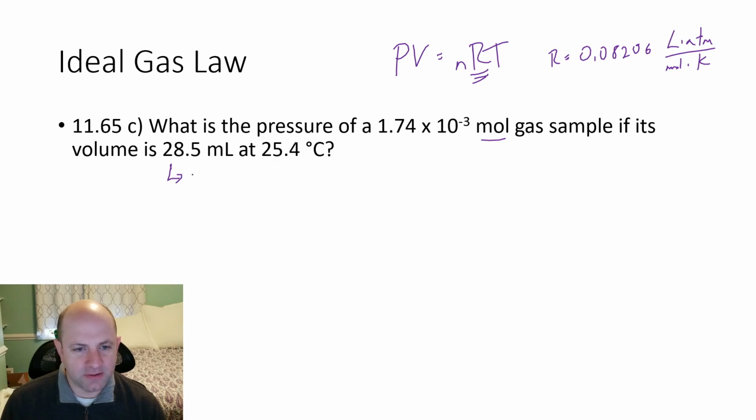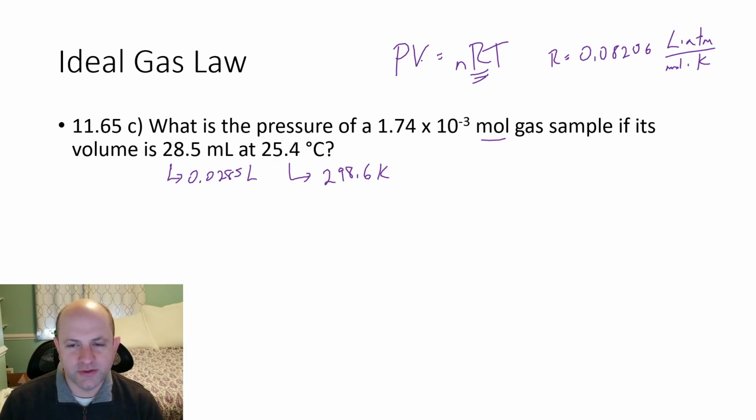We divide by 1,000. This will be 0.0285 liters. And then for temperature, we've got to be Kelvin. We've got to add 273.1, or well, 0.2 because it's 0.15 and it rounds up. So when we do that, that'll be 298.6 Kelvin. But now that we've got those fixed, now we're ready to go.